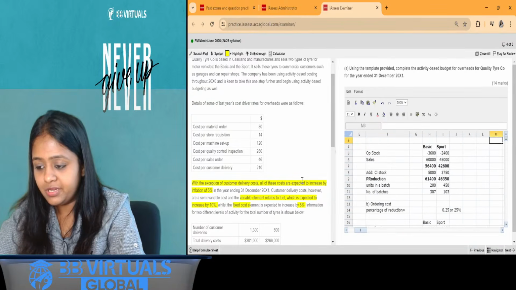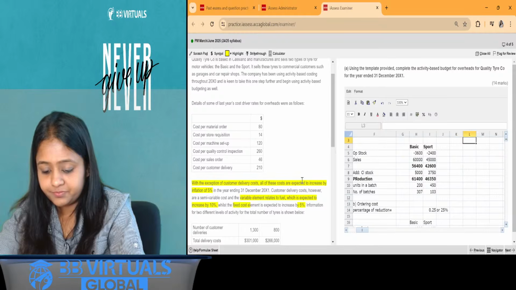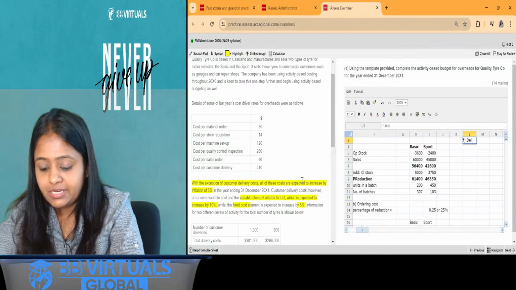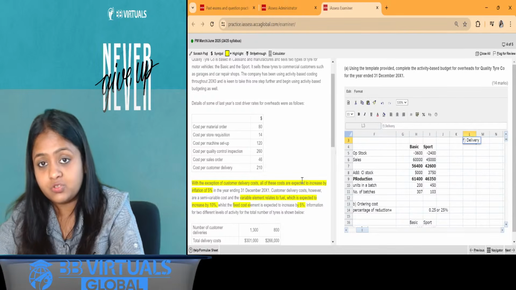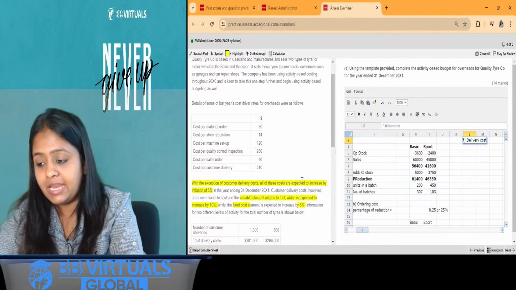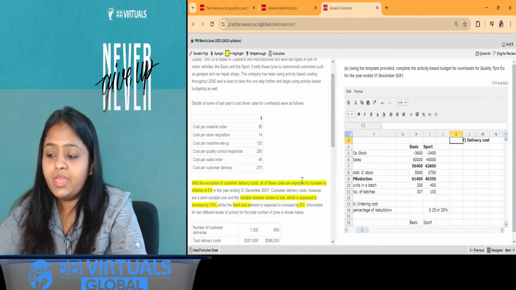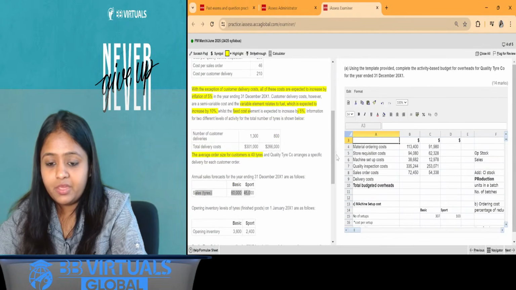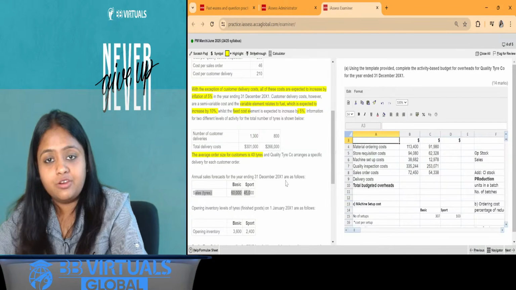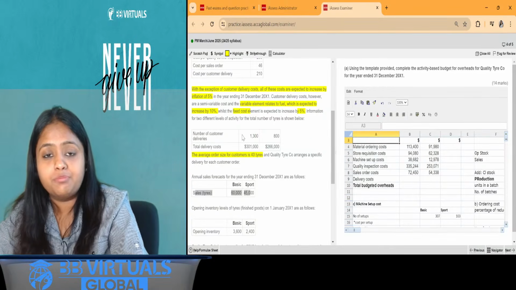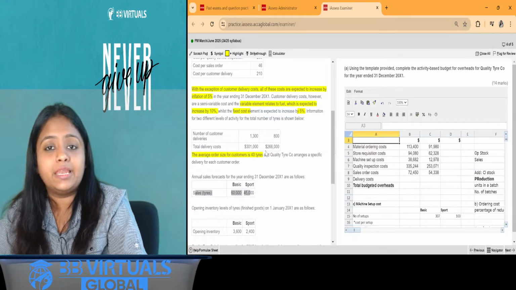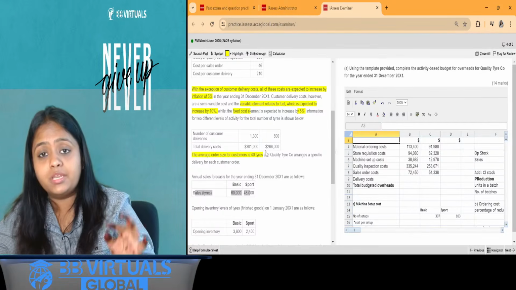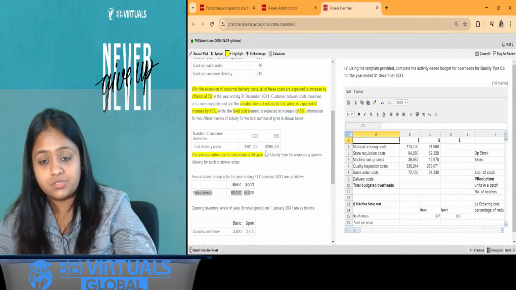So I'll do it here, F1. First, I will need to know what is my variable and the fixed cost. So do the high-low method and calculate it. Okay, now I would need your help. So now you have the screen. You have my screen. Can you see it? You have the two data, number of customer deliveries and total delivery cost. Work out the high-low method and tell me what is the variable cost and fixed cost. Quickly.